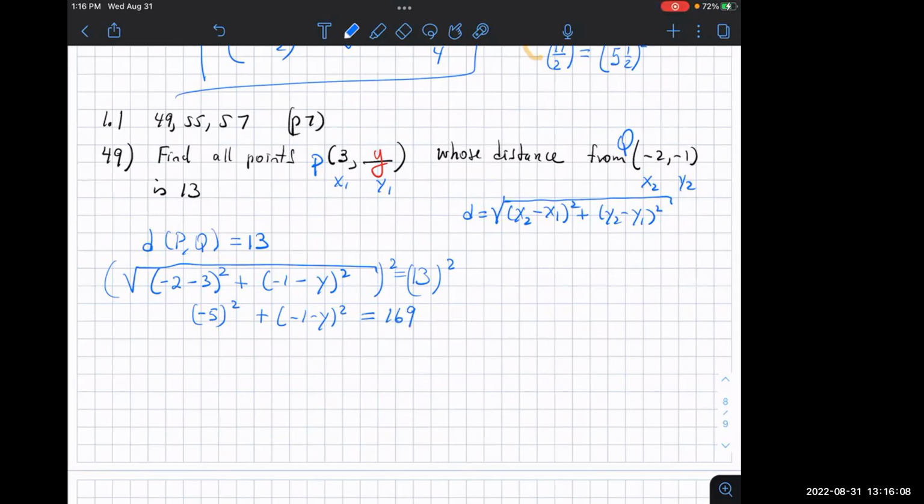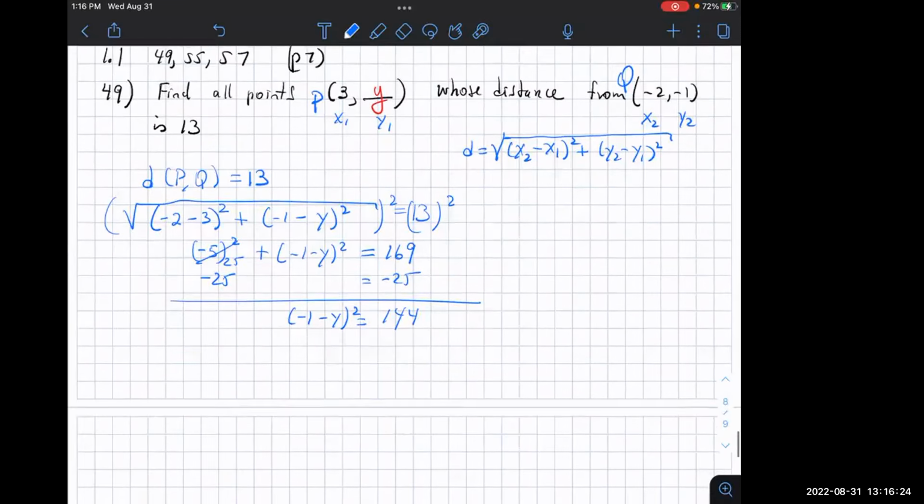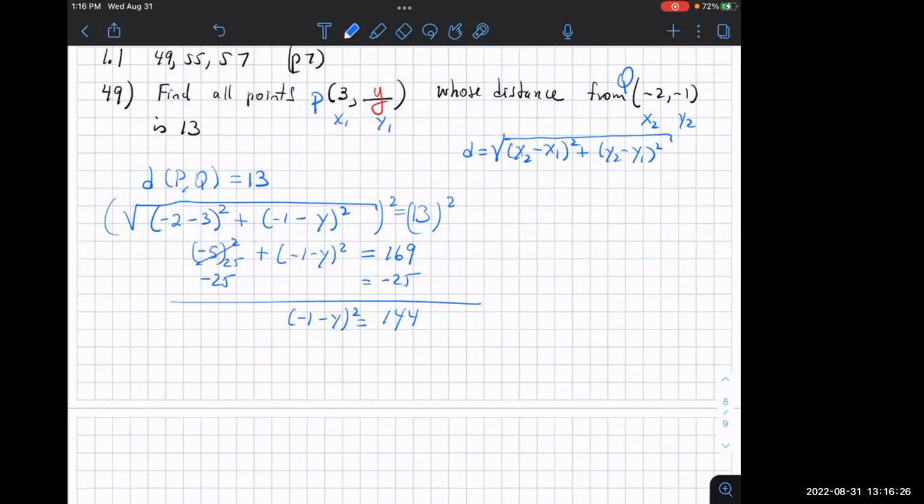And of course that's 25, so subtract 25, because this is 25. So then I get (-1 minus y) squared equals 144. What is the next step? We have something squared equals that, so then maybe take the square root. So -1 minus y equals plus or minus the square root of 144.